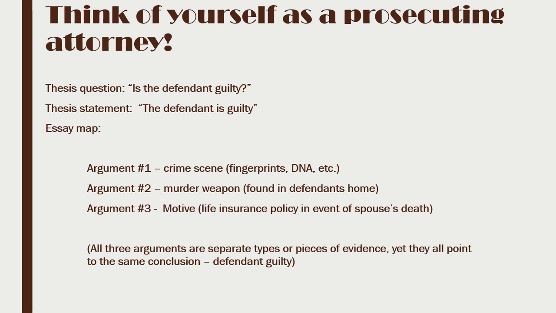So they would have the opposite thesis, of course. And in your essay map, you're going to lay out different types of evidence. Again, discrete, distinct types of evidence, but they're all going to lead back to the same thing. At least that's what you'd be arguing if you were that district attorney.